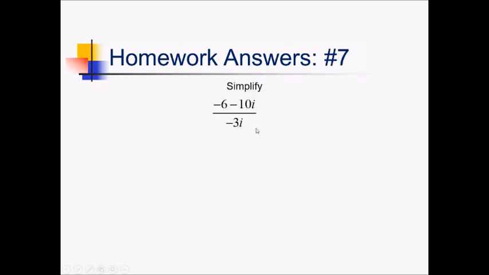To simplify this expression, we need the i to not be in the denominator. Since we only have a single term down there, we can multiply by i over i to fix this problem. Distributing the i in the numerator, we've got negative 6i minus 10i squared. In the denominator, that's going to be negative 3i squared. Since i squared is really negative 1, that means in the numerator, this negative 10i squared is a positive 10. So positive 10 minus 6i, we put that in complex number form. And then down here, we have negative 3 times negative 1, so that's positive 3 in the denominator. Can't reduce this by anything, so this is done.